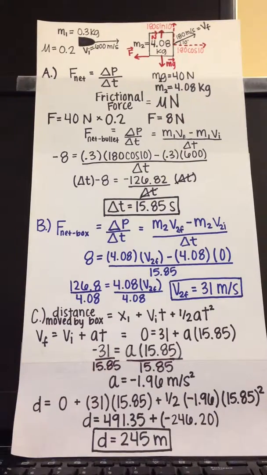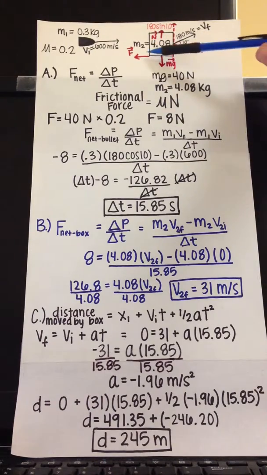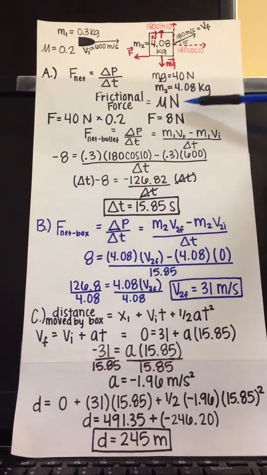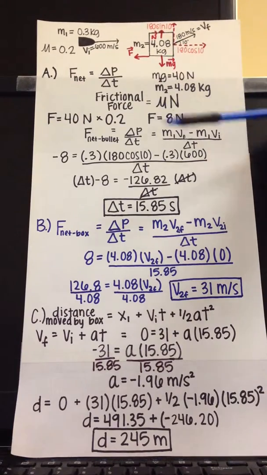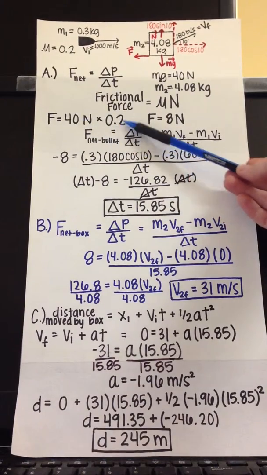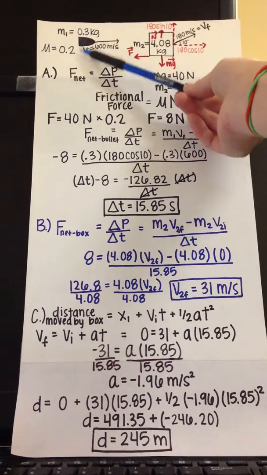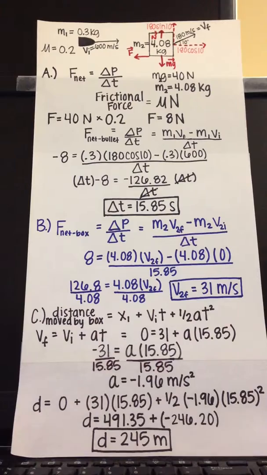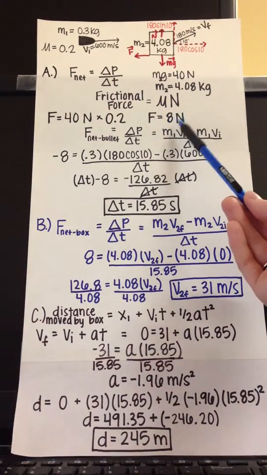The only force acting against the block going in the opposite direction is the frictional force. So I had to find the frictional force, and they tell you that the wooden block has a force of 40 newtons. So to find the frictional force, I did 40 newtons times 0.2, which is the static friction coefficient, and so you get that the frictional force is 8 newtons.